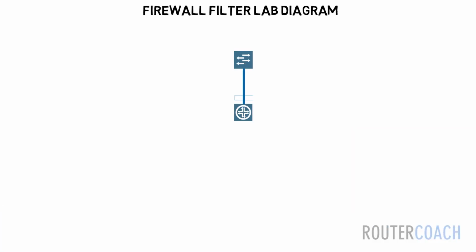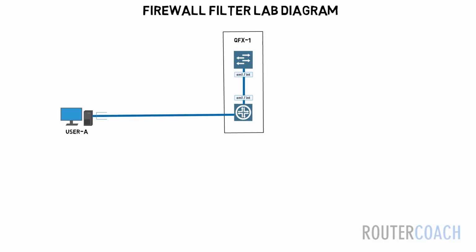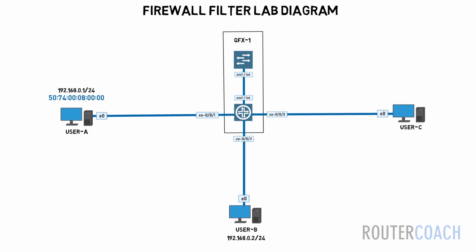In our lab here, we want to prevent user C from contacting user A by using user A's source MAC address. However, user B should still have accessibility and reachability to user A. Where are we going to apply our firewall filter, and in which direction? Well, as we only want to prevent user C, then XE003 is closest to the source. So a layer 2 firewall filter applied to interface XE003 in the outgoing direction, so it's coming out of XE003, is going to be where we're going to place our filter.